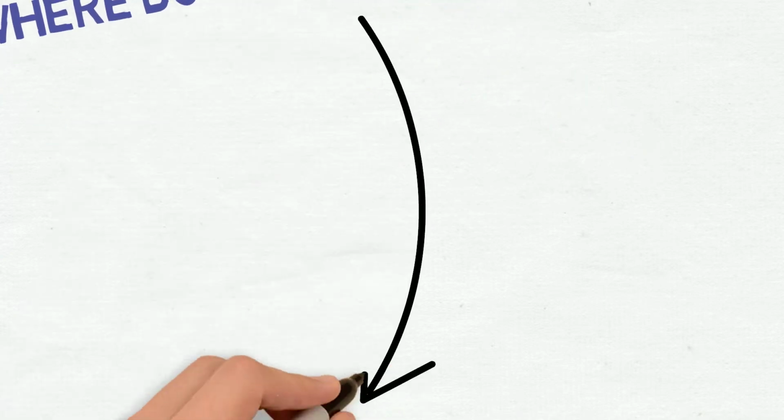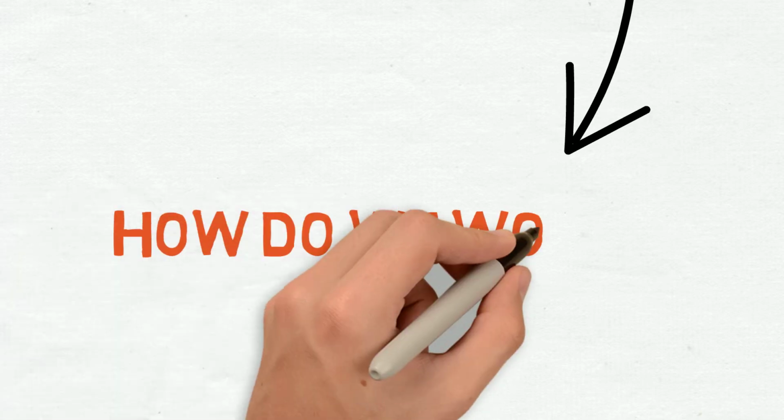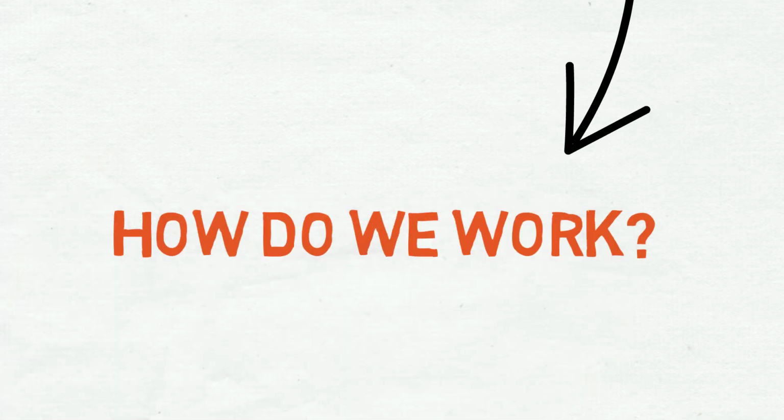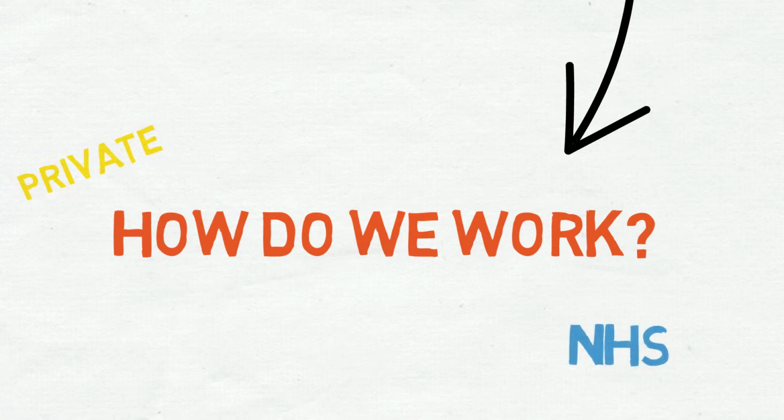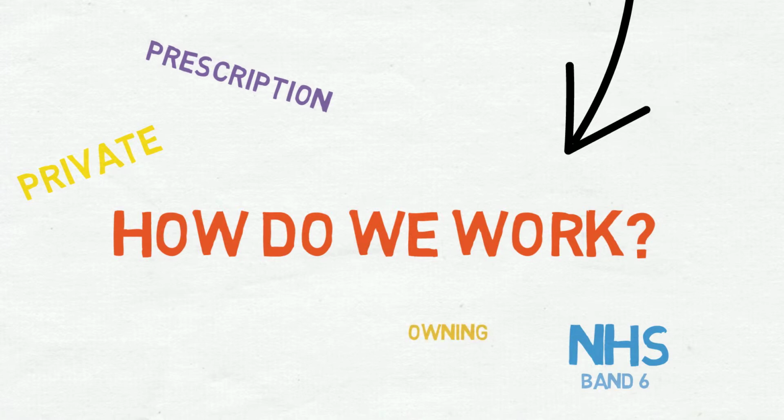Well, the dental therapist can work in a number of places. How does the dental therapist work? The dental therapist works privately. They can work under the NHS, where they are a band 6. They can work under prescription from a general dental practitioner or a dentist. They can own their own practice, however they still have to maintain their own work. They can carry out domiciliary treatment, attending patients who cannot make it to practice.